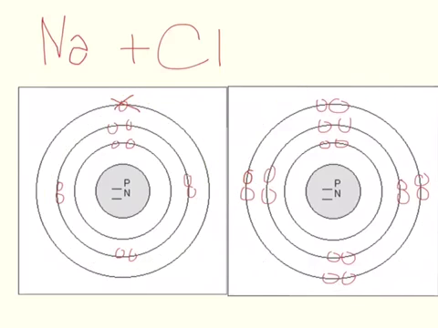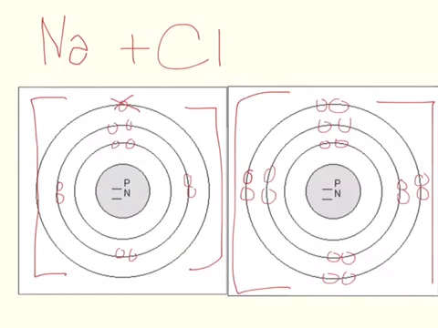Okay, so for the charges, you're going to want to put the brackets around your atom. Draw the atoms anew before you put the brackets around them, so that you can see how it is right now. Then you're going to put your brackets around them, and because sodium over here lost an electron, it's going to have a positive 1 charge, and because chlorine over here gained an electron, it's going to have a negative 1 charge.